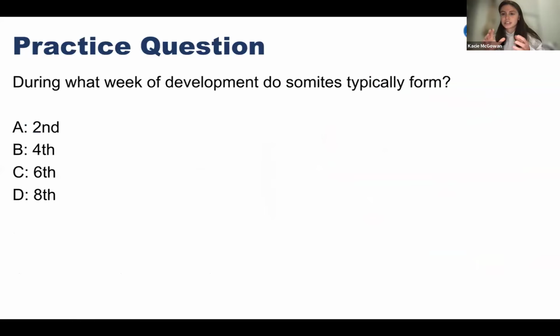Yeah, so then moving on to our next question. Those somites that I was just describing, during what week of development do they typically form? And I say typically because another theme in embryology is that there is a little bit of variation and you'll see different numbers from time to time, but there are typical timelines that we expect.